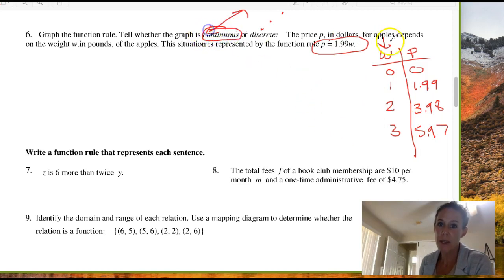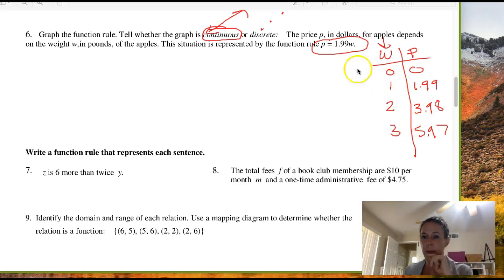Now, if I said number of apples, only whole apples, that's all you're counting, not pounds, just apples, like 1 apple, 2 apples, 3 apples. Well, you're not going to sell half an apple. That would be weird or gross, because once you cut an apple open, it goes bad. So if I said whole apples, that would be discrete, because you would only have 1 apple, then 2 apples, then 3 apples. You would only have specific points. But we did weight. You could have 1.5 pounds. You could have 2.5 pounds. You could have all the things in between. So all the points are going to get covered here. We have a continuous graph. Let's graph it.